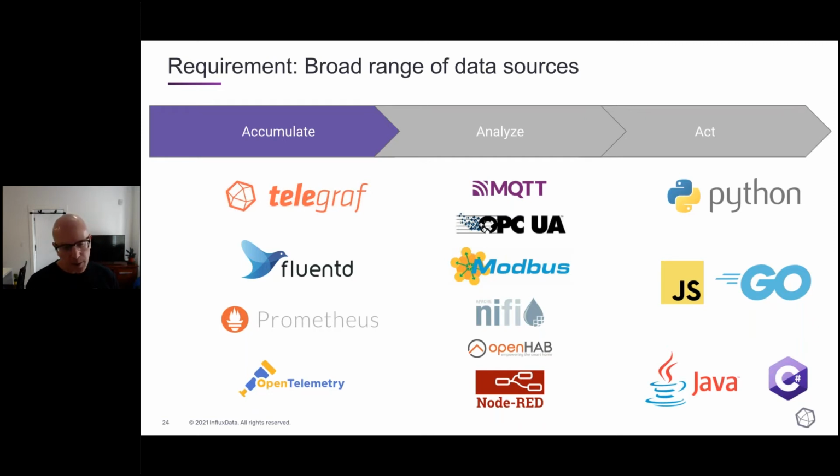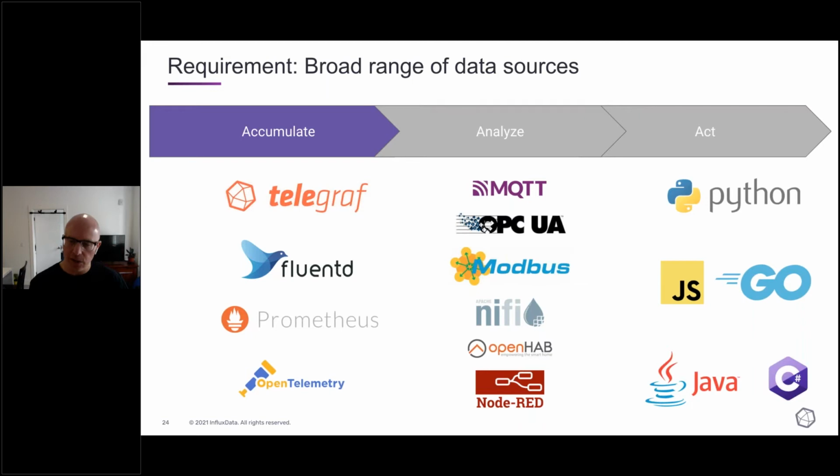So let's switch from DevOps monitoring now to IoT. Again, with IoT, there is a broad range of different protocols that you need to pull in data from. You might pull from MQTT, you might pull from OPC UA or Modbus if you're in more of the industrial space. If you're in more of the consumer or wearables space, or smaller projects, you might look at Apache NiFi, OpenHAB, or Node-RED. You want a database that can pull time series data from all of these different data sources.